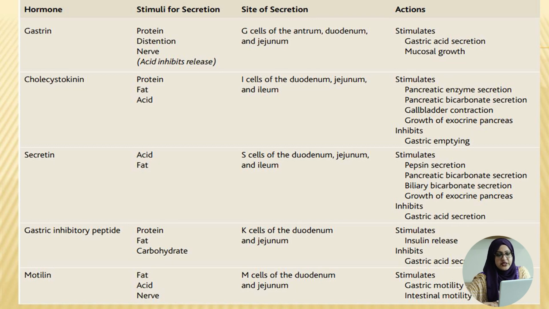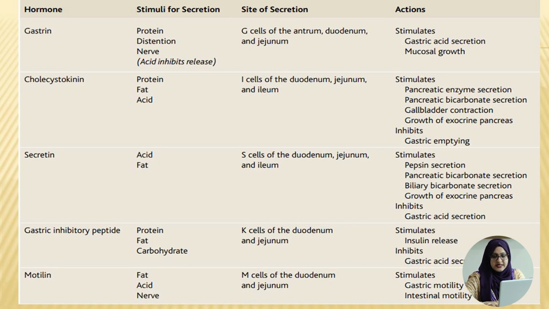Cholecystokinin is released when there's protein, fat, and acid chyme in the duodenum. It stimulates the I cells of the duodenum, jejunum, and ileum to release cholecystokinin, and it stimulates pancreatic enzyme secretion, pancreatic bicarbonate secretion, gallbladder contraction, and growth of the exocrine pancreas.